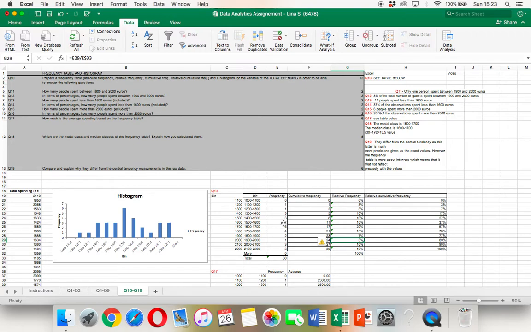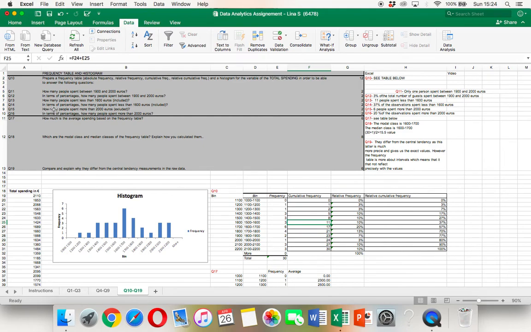So you either get it by making a sum of all of these, 1 plus 1 plus 3 plus 3 plus 3, which gives us 11, or you go to cumulative frequency and you get it directly, which is 11. So I have written it here. 11 people spent less than 1,600. And then, what is the next question?